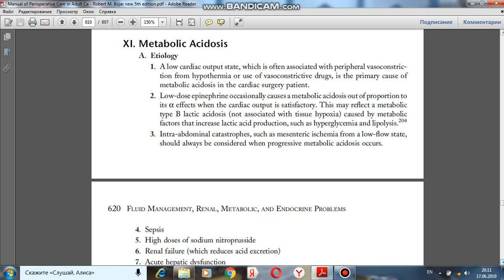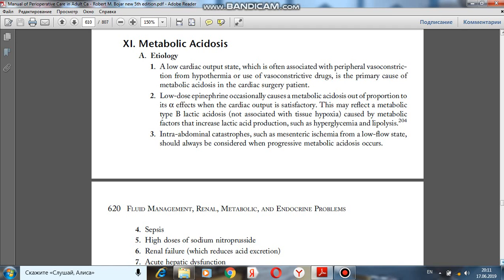This is another section, metabolic acidosis. Etiology. 1. A low cardiac output state, which is often associated with peripheral vasoconstriction from hypothermia or use of vasoconstrictive drugs, is the primary cause of metabolic acidosis in the cardiac surgery patient. 2. Low-dose epinephrine occasionally causes a metabolic acidosis out of proportion to its alpha agents when the cardiac output is satisfactory.